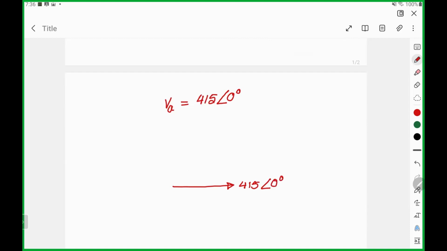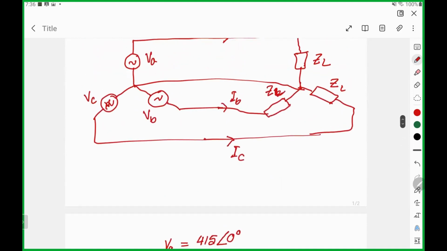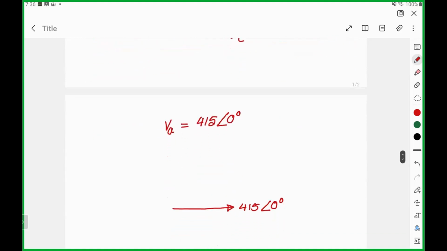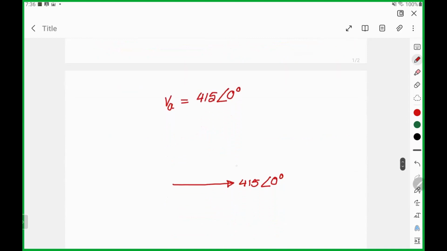Now, what about VB? It would be the same magnitude, 120 degrees from VA, so my VB would be in this direction. This is VB, in the positive sequence, ABC.